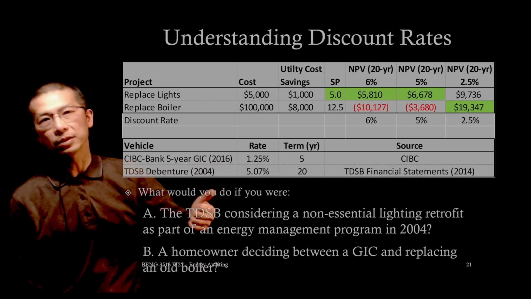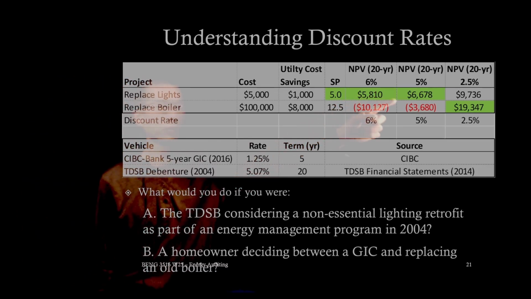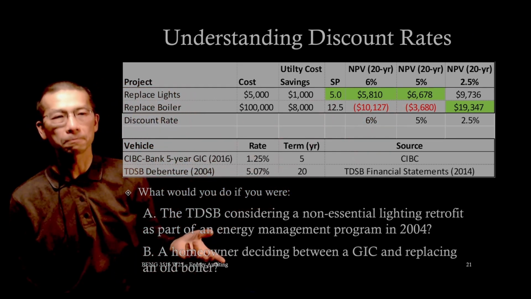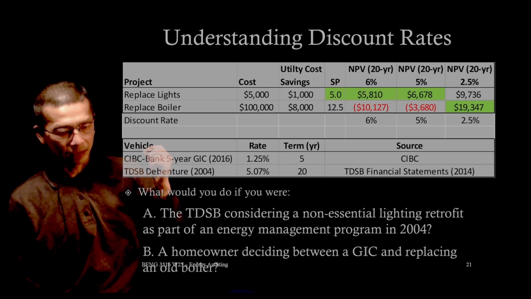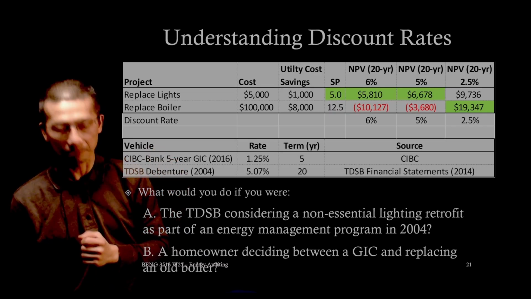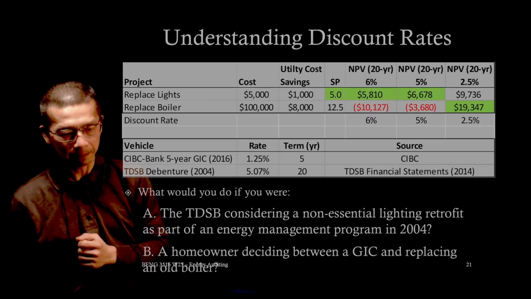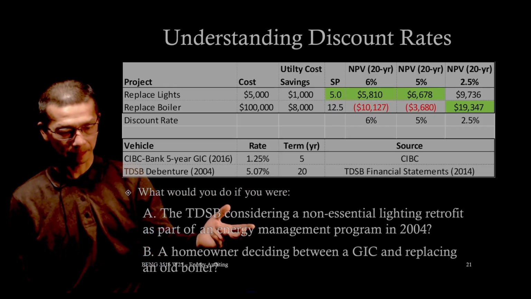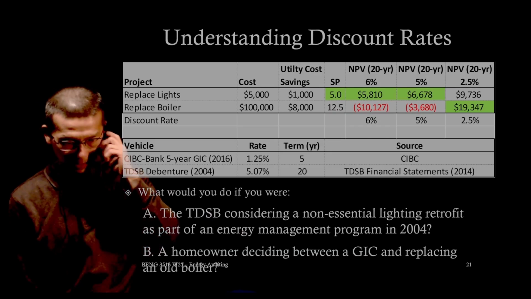Even at 5%, it gives the project a positive net present value, 6,678. So that means, right? For TDSB, it's worth the investment. It's worth the investment. Not much, but still positive.